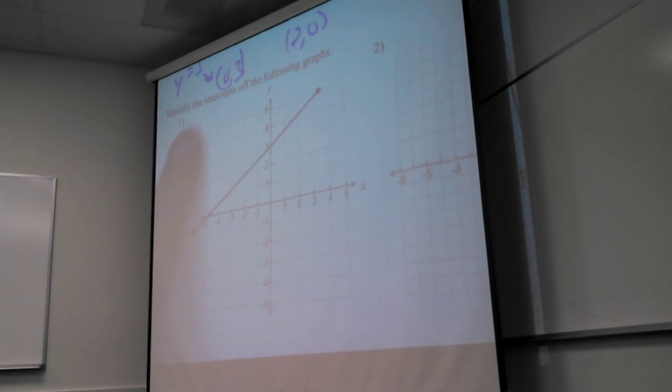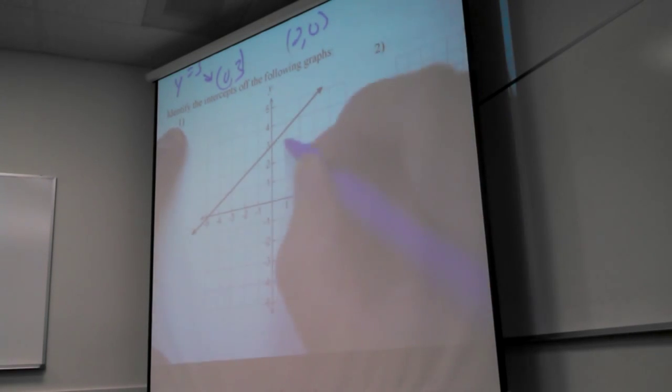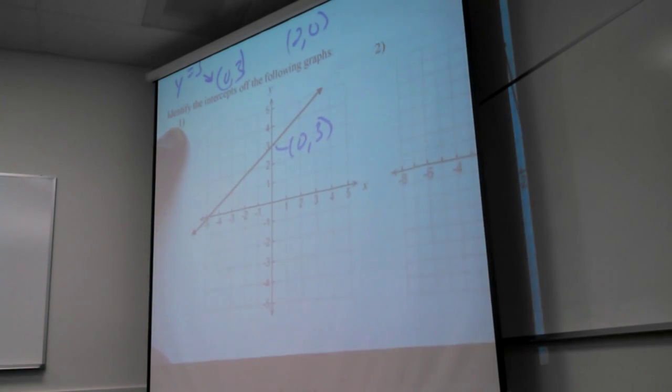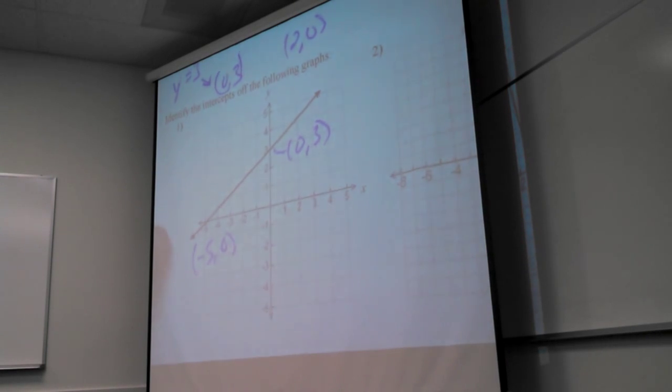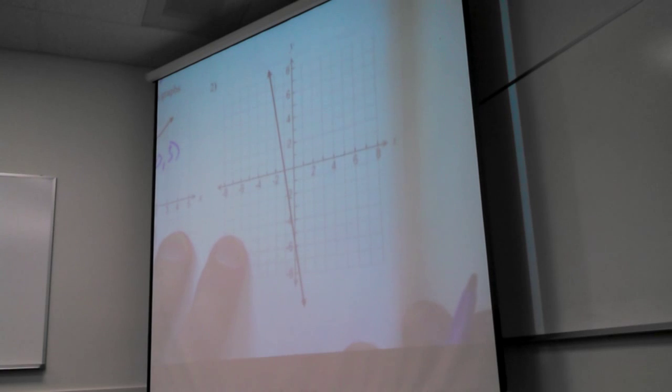Real quick. What are the intercepts on number 1? What's the y-intercept? 0, 3. Say it like that. So the y-intercept is 0, 3. The x-intercept is? -5, 0. Cool. Yeah, -5, 0. All right. Don't say anything for a second, Andrew. So what's the x-intercept on this one?